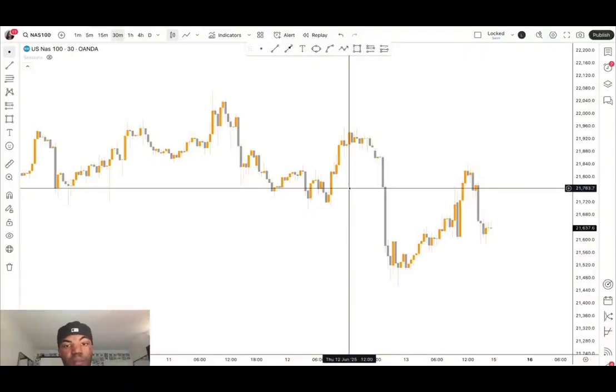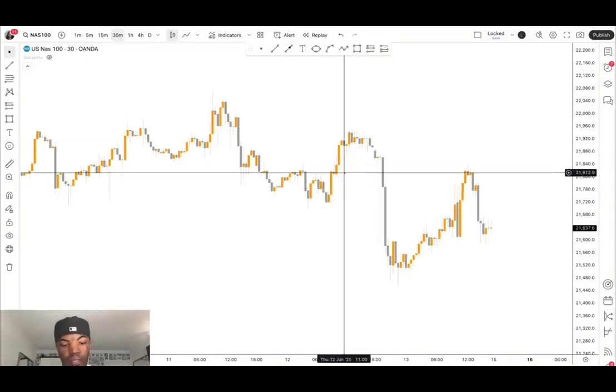Continuation is my entry model of how I get into trades. I'm going to show you 2 trade setups that I took recently, how I got into them and why I got into them. But first, you have to remember step 1 and step 2. So the indication and correction are very, very important, right? So let's get into it.